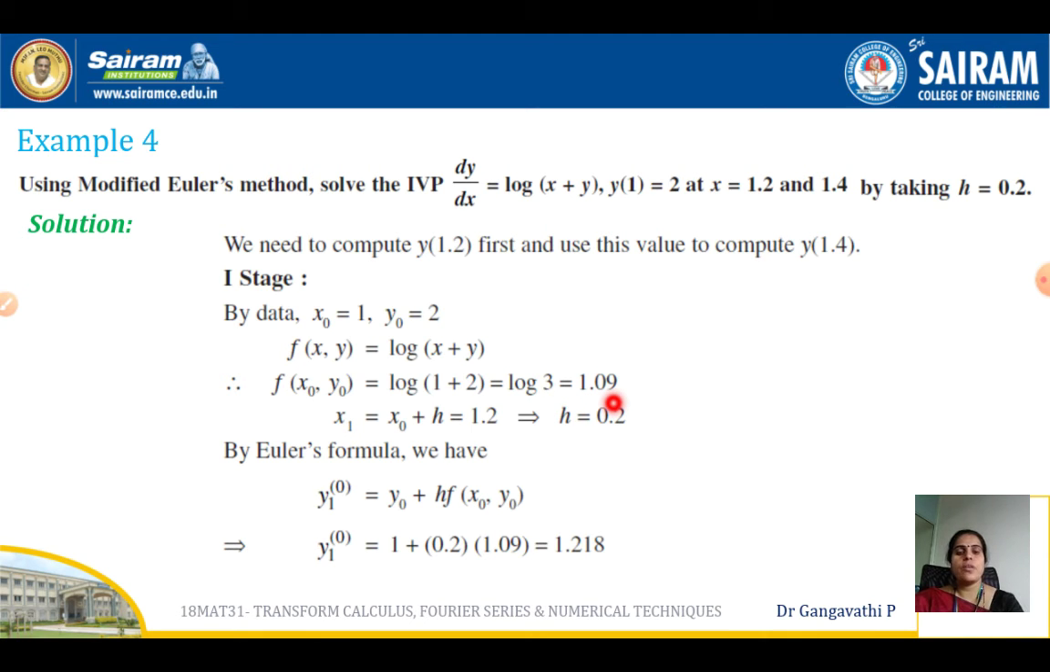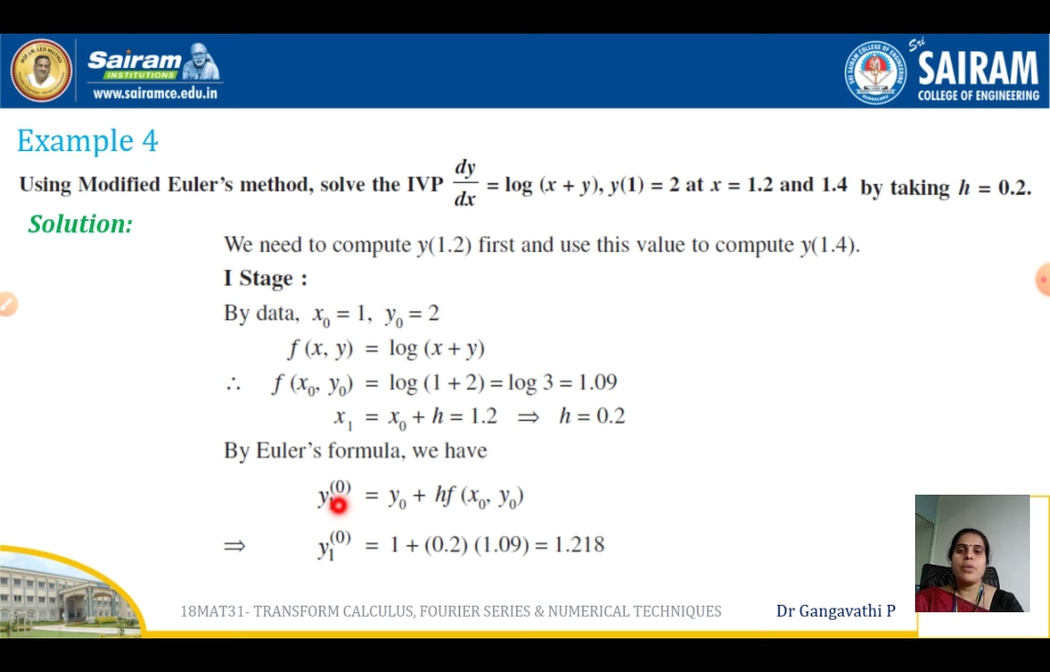And evaluation of log 3 in your calculator, you need to be a little careful. So here log is to the base e. So when base has not been specified, it is understood it is to the base e. Other than e, if any other base has been given, it will be specified, and accordingly you have to choose the option in your calculator. So while taking the values, be careful. Log to base e, the value of 3 is 1.09. And x1 value was 1.2, it has been given to us, and h value was 0.2. So these are the values which are required for us in substituting the formula.